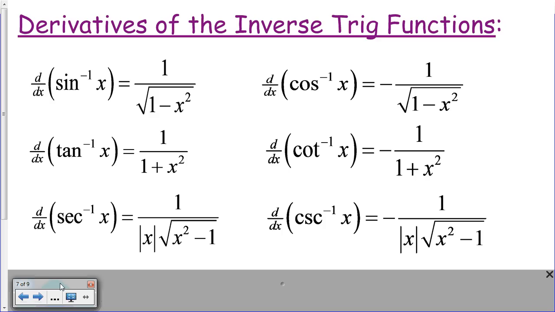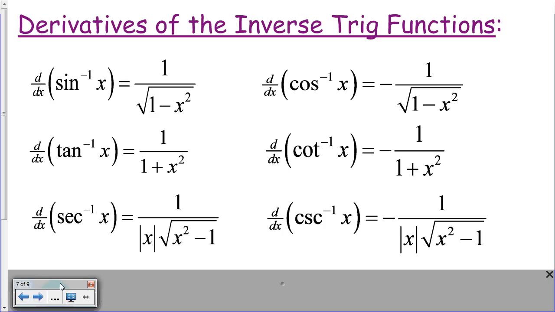The second one is tangent inverse. We did that to start off with. The derivative of tangent inverse turns out to be 1 over 1 plus x squared. And the next one, secant inverse, we just did that one, was 1 over the absolute value of x times the square root of x squared minus 1. Don't forget that absolute value. It is necessary to put that in there.